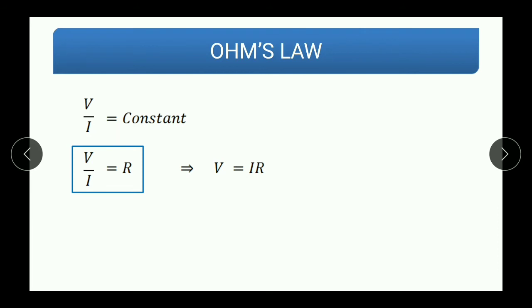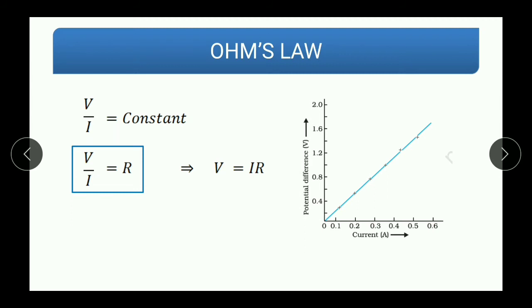If I try to plot a graph of V against I, then I will get this graph. The V against I graph is a straight line. And why is it a straight line? Because if I go on increasing current, voltage will also increase, or vice versa. If I go on increasing potential difference, then current will increase. In either case, the line is straight. So the graph is a straight line in the case of voltage and current.